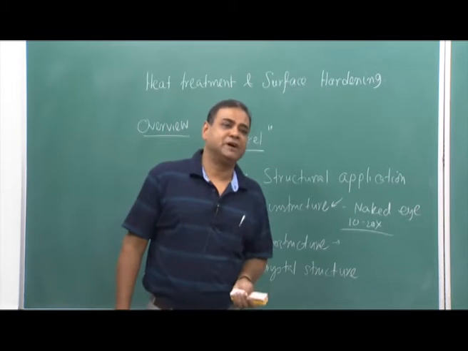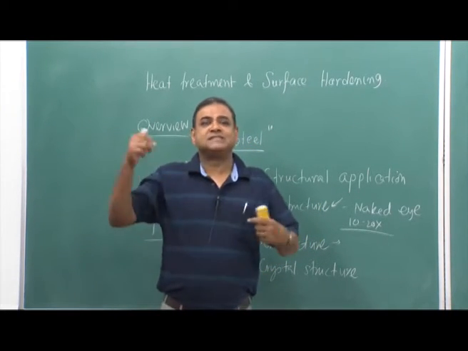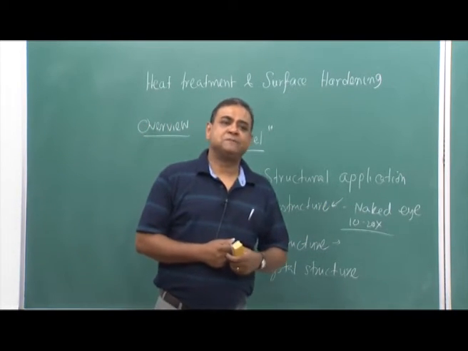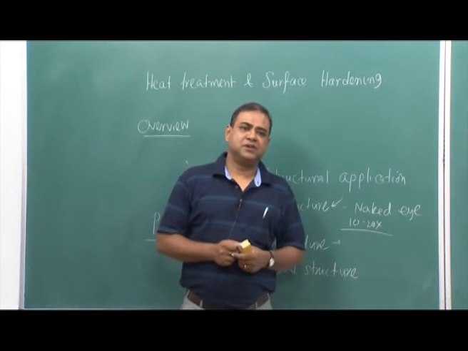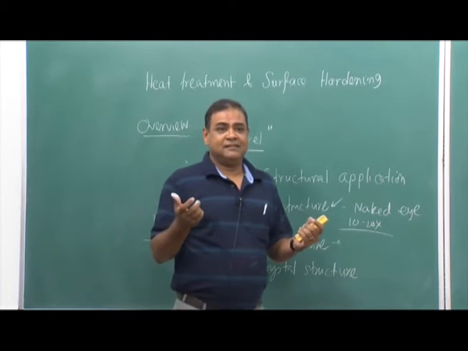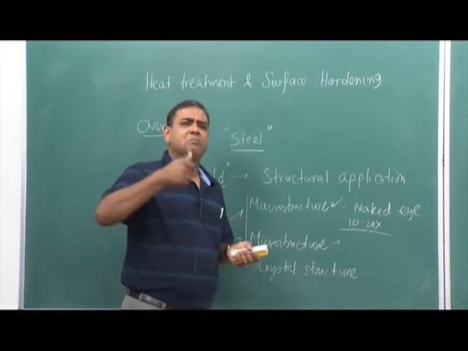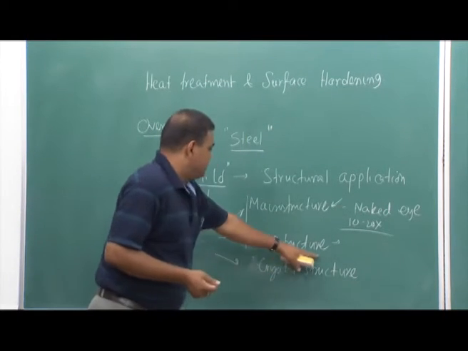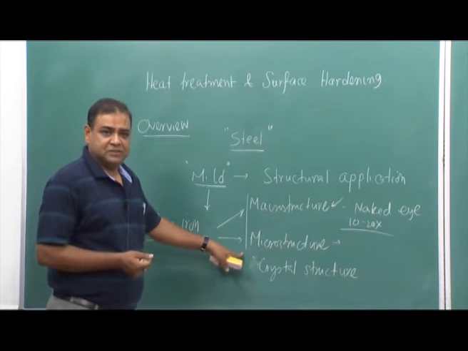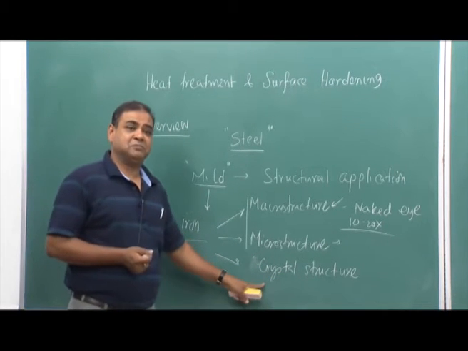For example, with an optical microscope we can go up to 2000x, or we can use a sophisticated transmission electron microscope, popularly known as TEM, where we can go 1,000,000 times. Now, this microstructure changes with composition. At the same time, crystal structure also changes with composition.